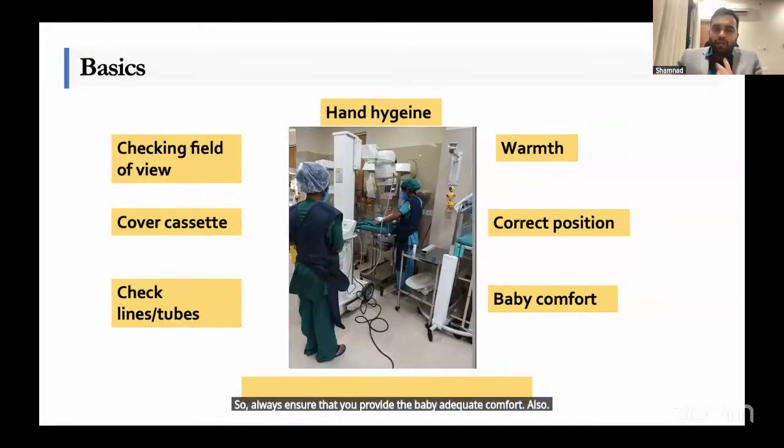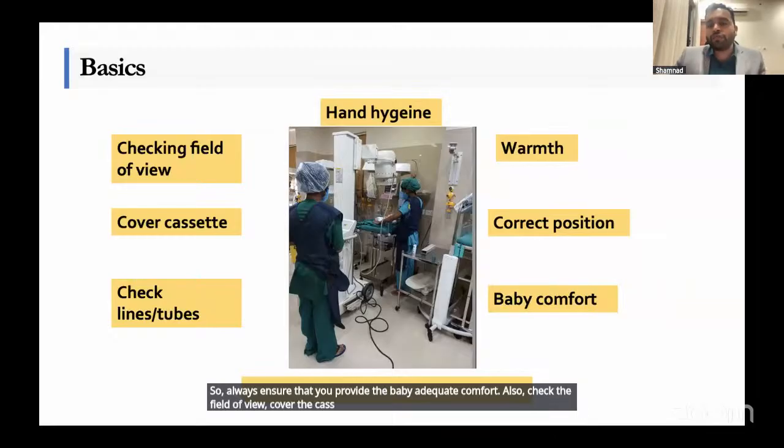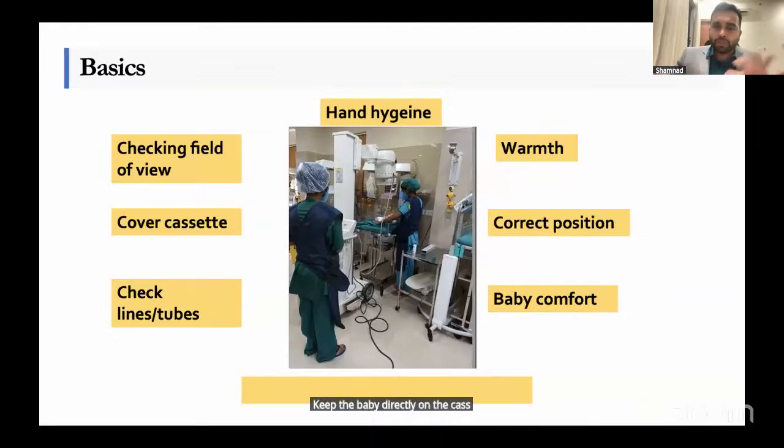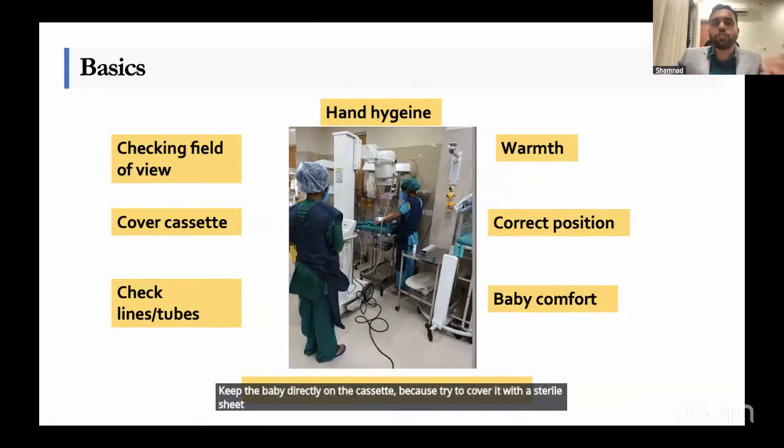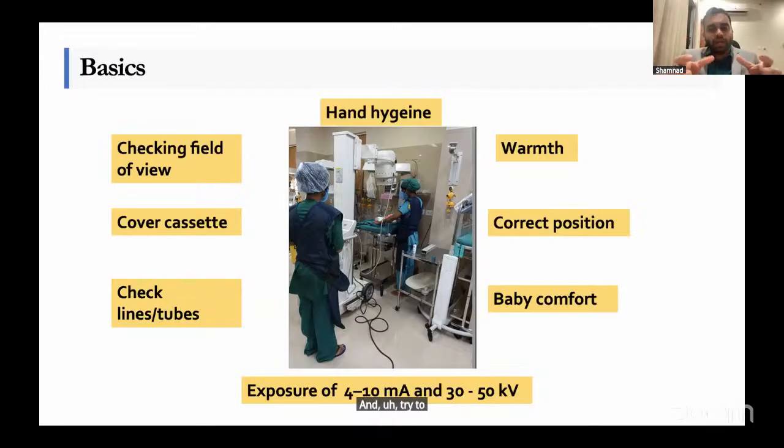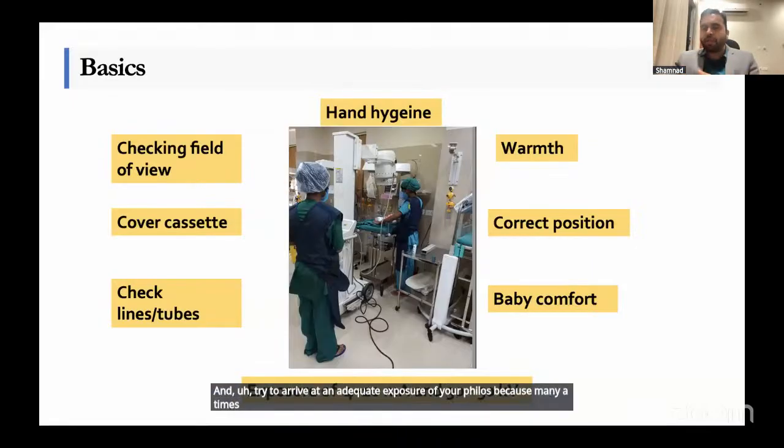Also check the field of view and cover the cassette. As far as possible, don't keep the baby directly on the cassette; cover it with a sterile sheet so that asepsis is also taken care of. Many of your sick babies for whom you order the X-ray will have ET tubes and UACs, UVCs in situ, so ensure that once the X-ray is done, these lines or tubes are not disturbed. Also, many a time, speak with the radiologist and try to arrive at an adequate exposure of your films, because many a time they will be overexposed or underexposed.